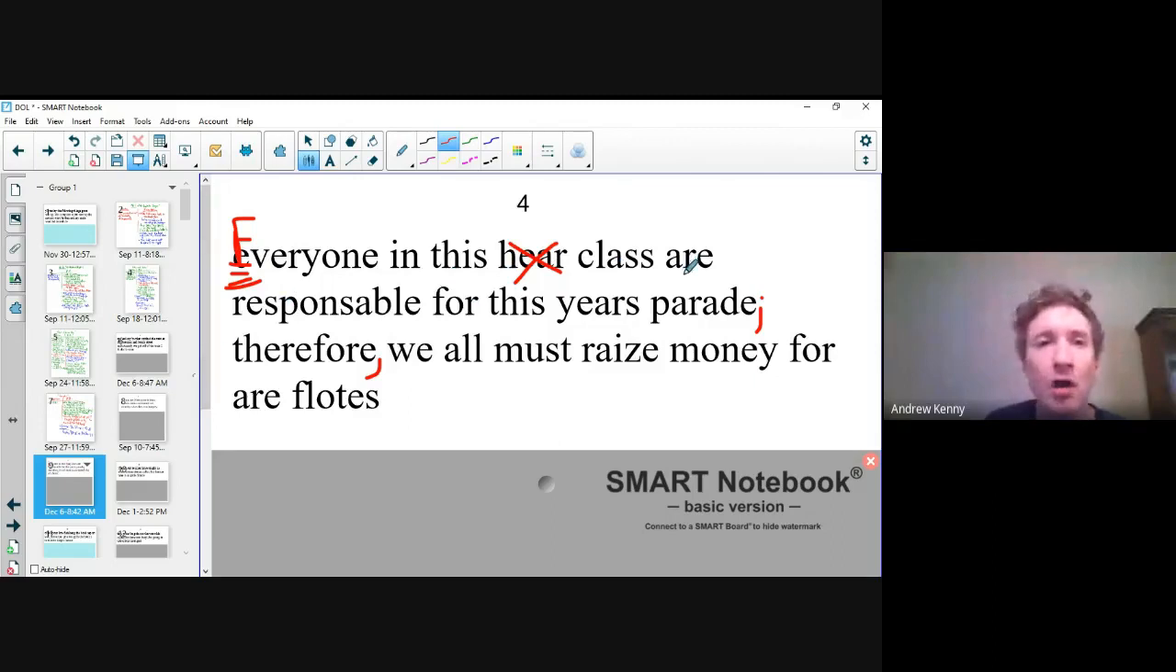Now let's look at the word are. Everyone in this class are responsible. Oh, no, we can't say that. Everyone is responsible. He is, she is, they are. We're talking about everyone, one at a time. So everyone is. So everyone in this class is responsible. Take a look at responsible. You can see one of the letters is wrong. It's not subble, it's sible, responsible for this year's parade.